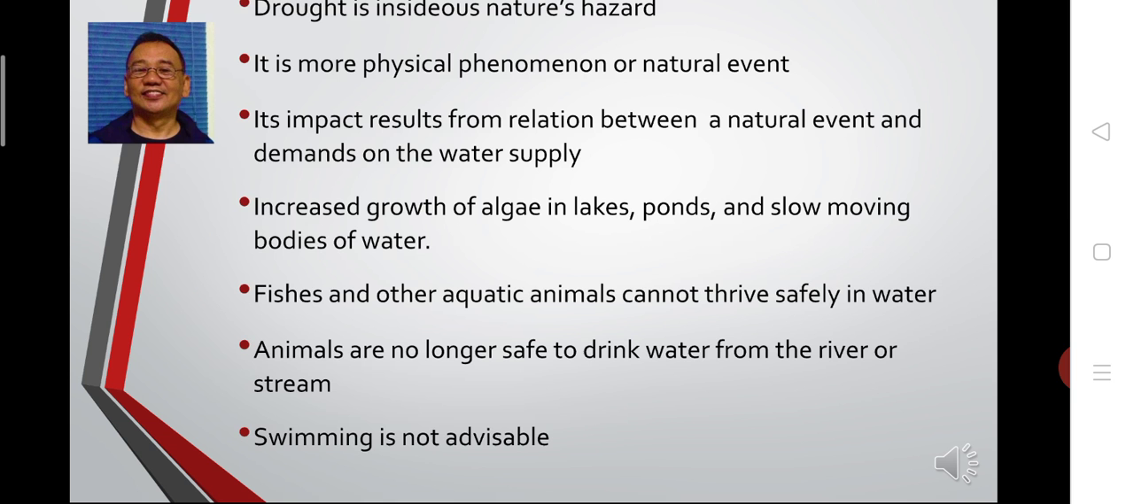So the government is always ready on this. Drought is inside this nature's hazards. It's more a physical phenomenon or natural event. Its impact results from the relation between the natural event and demands on the water supply. So there is an increase of algae growth in lakes, ponds, and slow-moving bodies of water. Fishes and other aquatic animals cannot thrive safely in water.